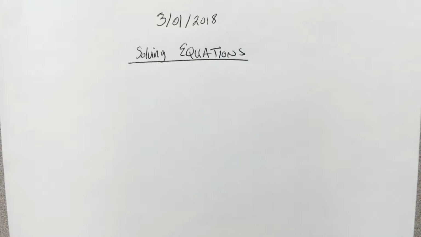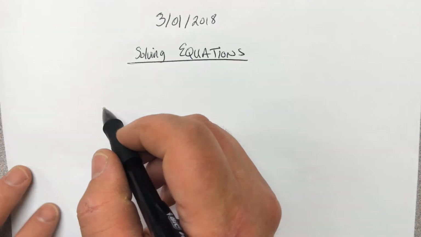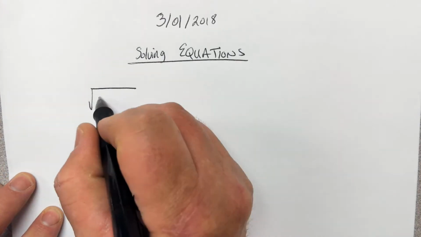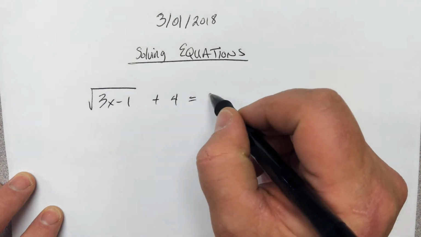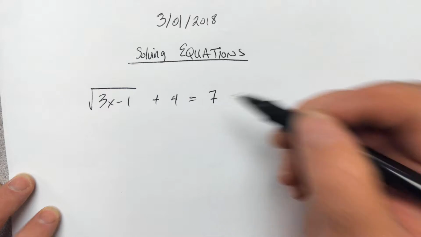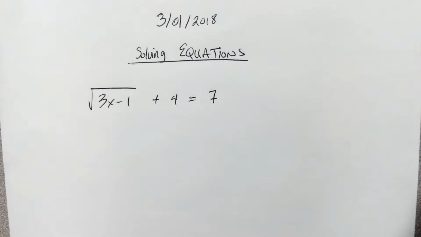Ready, Jackie? Jackie, I have a question for you. You ready? Okay, so let's say we're solving an equation like this. I don't know, 7. Let's say we're solving that equation, okay, Jackie? How do you know when you're done?